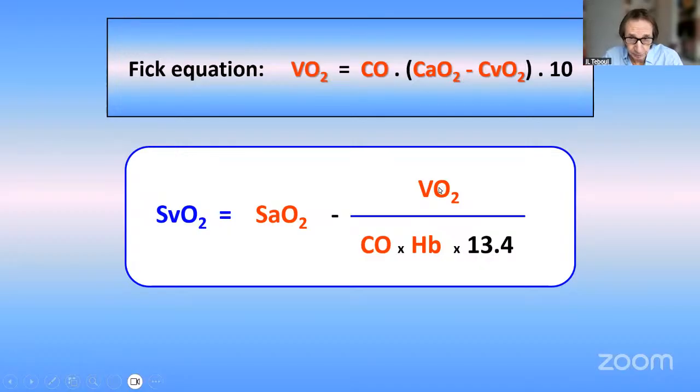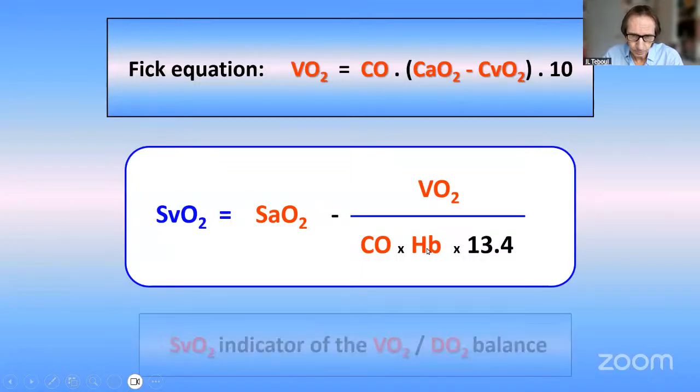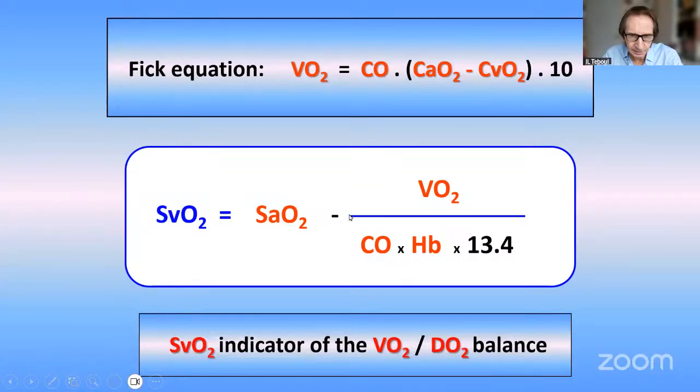Another important determinant is oxygen consumption. Another one is cardiac output, and hemoglobin concentration. So if you look at this equation, you have here VO2, and here the main components of oxygen delivery. And according to this equation, SVO2 is considered an indicator of the VO2 to DO2 balance.